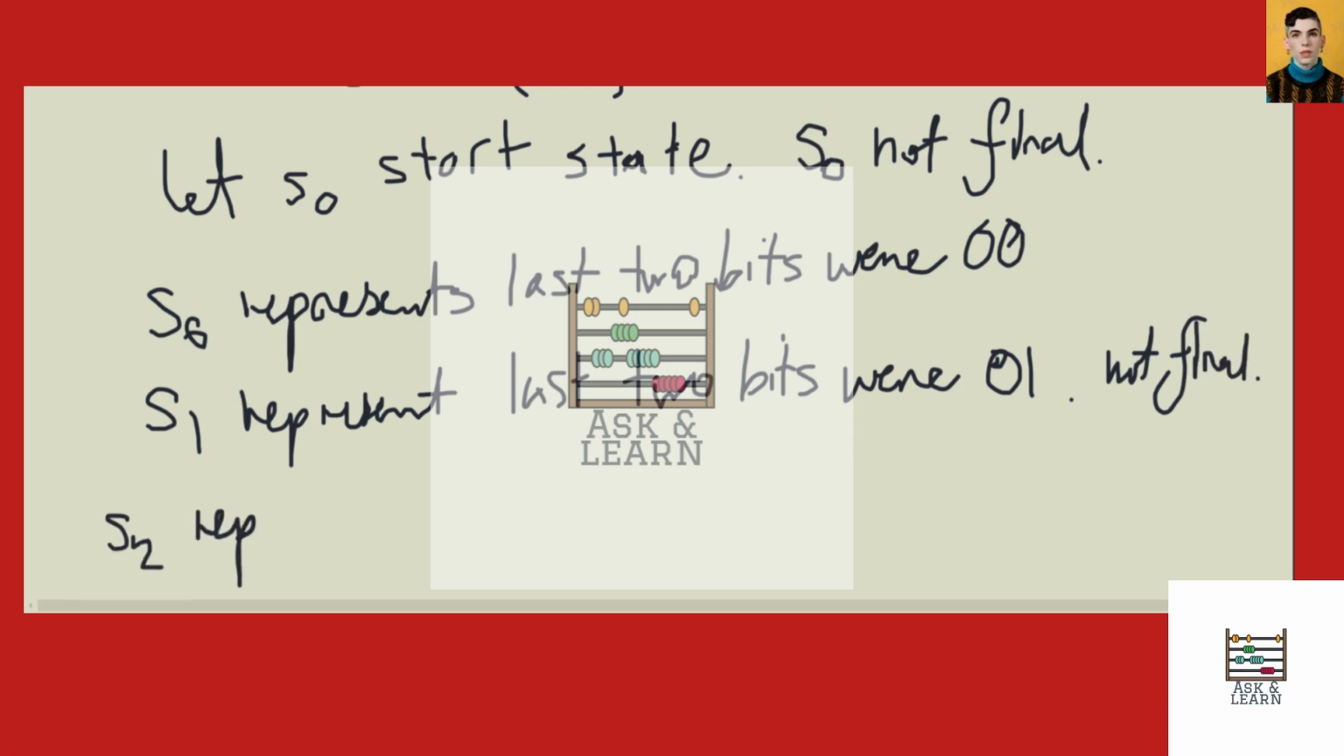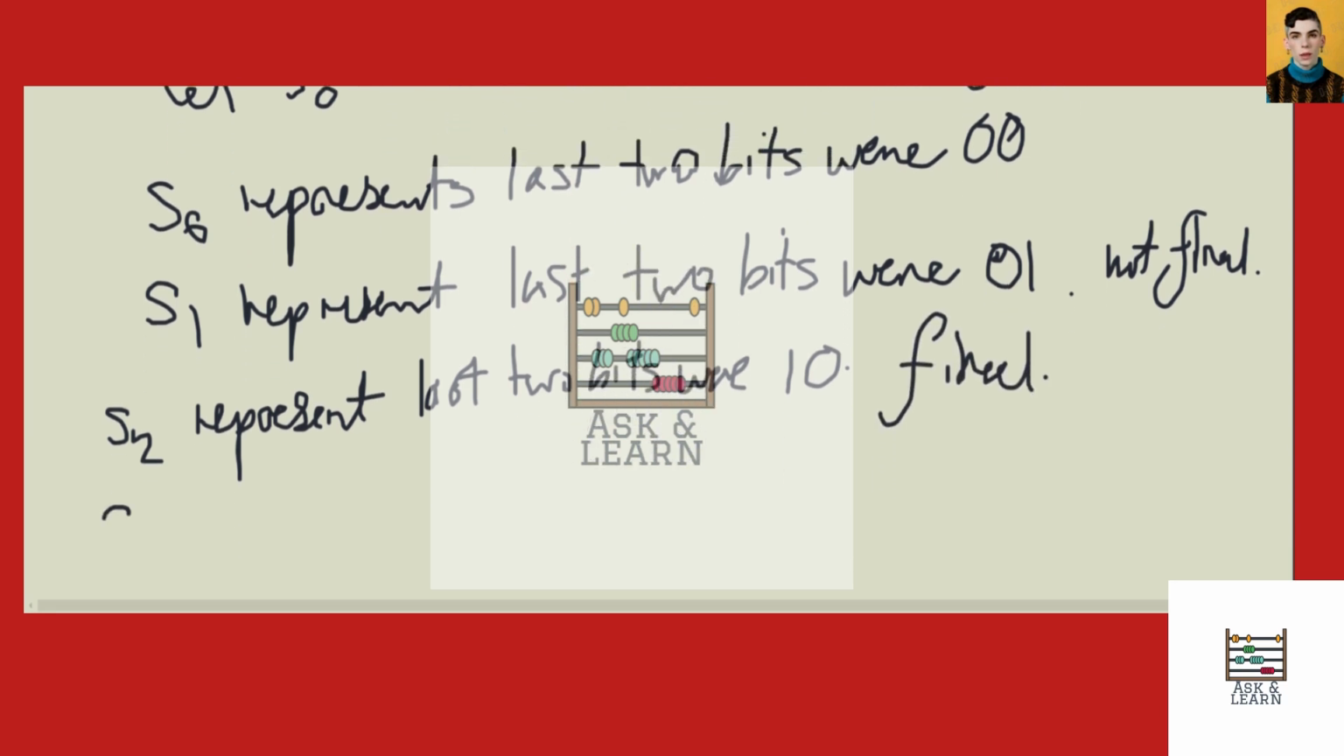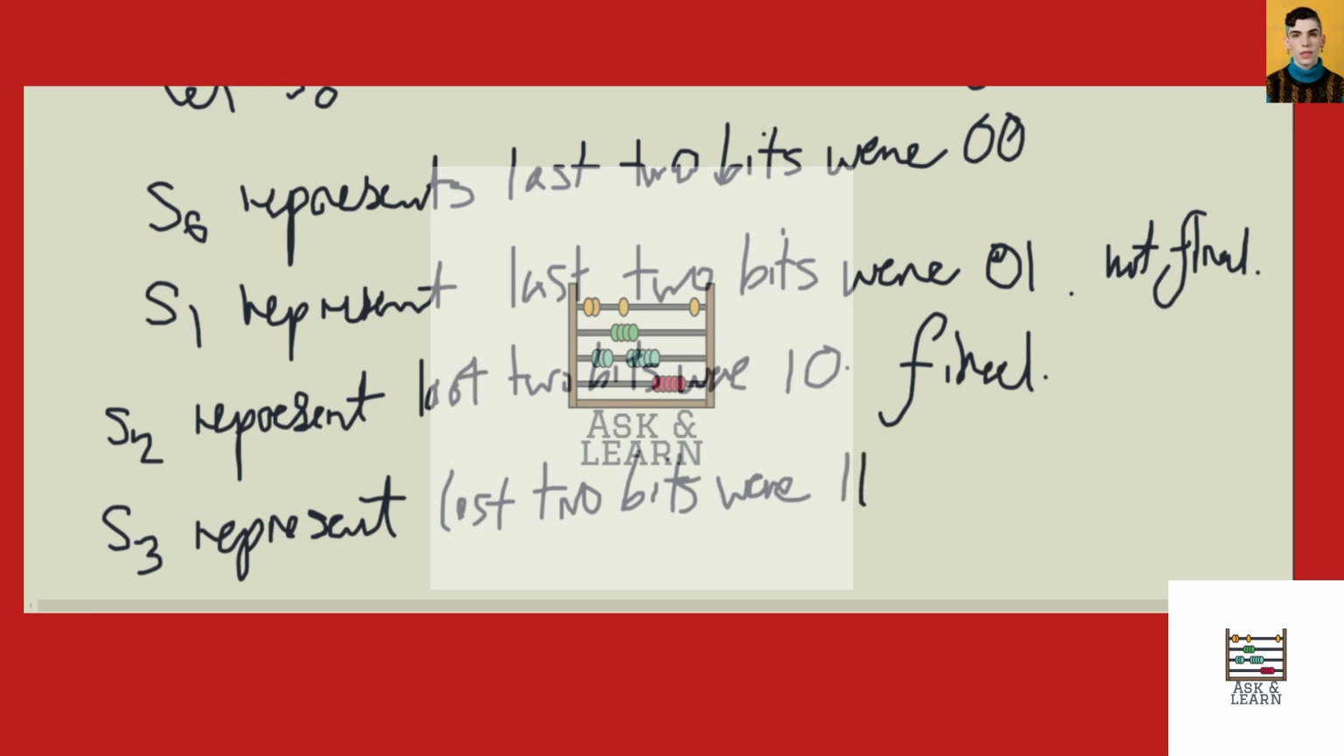S2 is going to represent that the last two bits were 1, 0. By definition, we have that this is going to be a final state. And finally, S3 is going to represent that the last two bits were 1, 1.